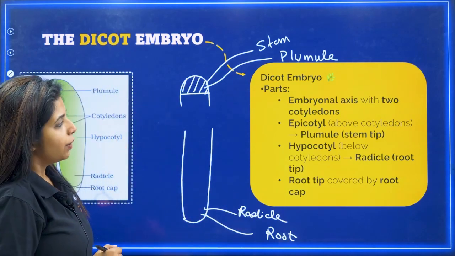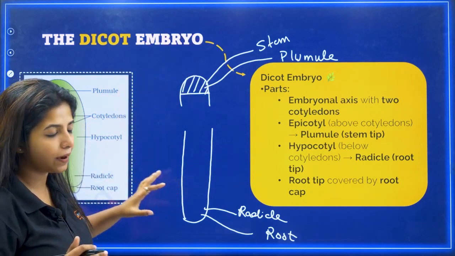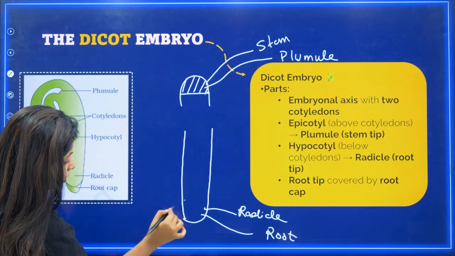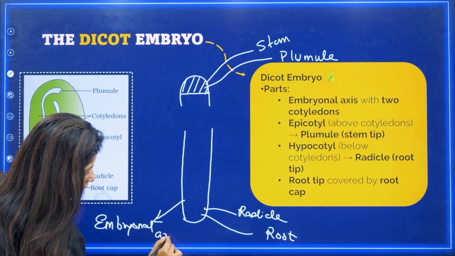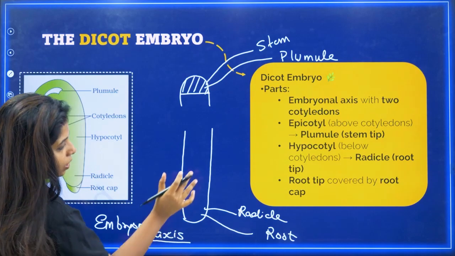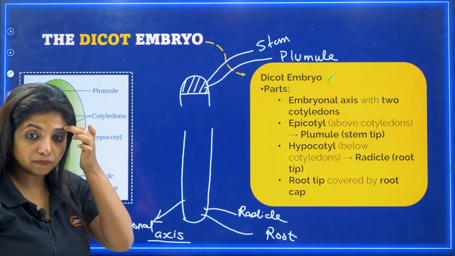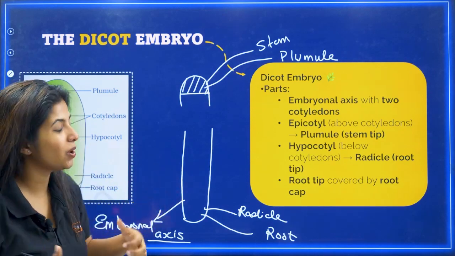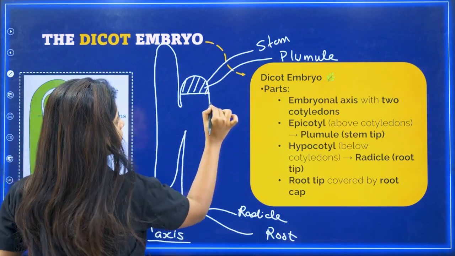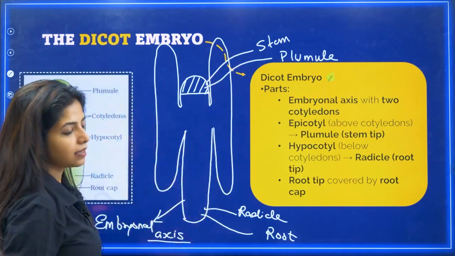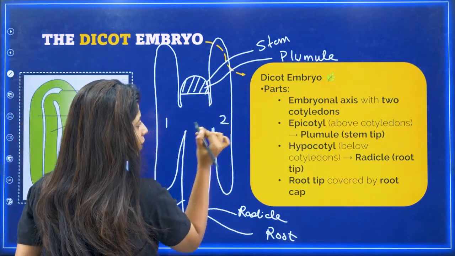Now, this axis which decides what is plumule, what is radicle and things like that, this whole axis that you see over here, is known as the embryonal axis. This decides where you have the plumule and where you have the radicle, the future shoot and the future root. Now, where do they store all the nutrition? They have 2 big cotyledons over here. So this is one cotyledon and this is the second cotyledon.